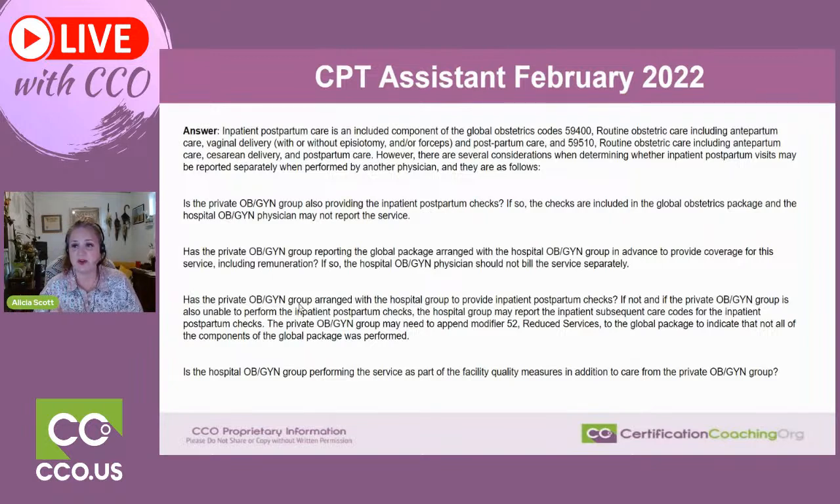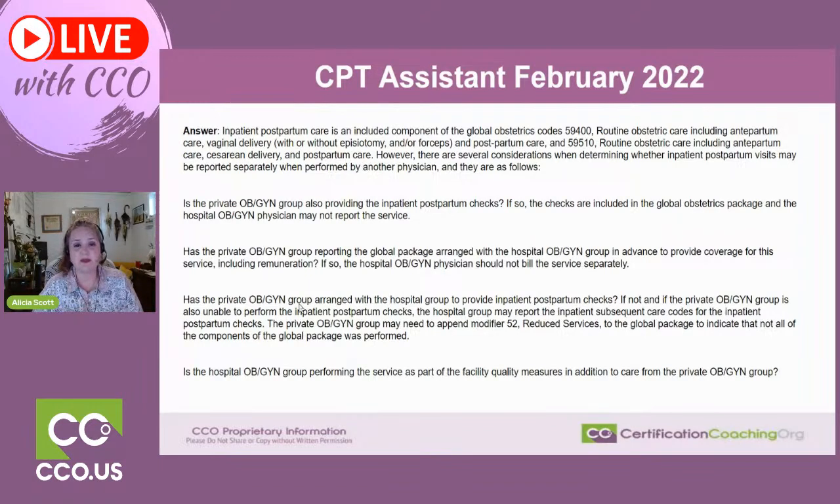Okay, the first one. Is the private OBGYN group also providing inpatient postpartum checks? So are they both doing it at the same time, or were they not able to do it, and so this inpatient provider comes in and does it? If so, the checks are included in the global obstetric package, and the hospital OBGYN cannot report the services, because it's already being done, in other words.